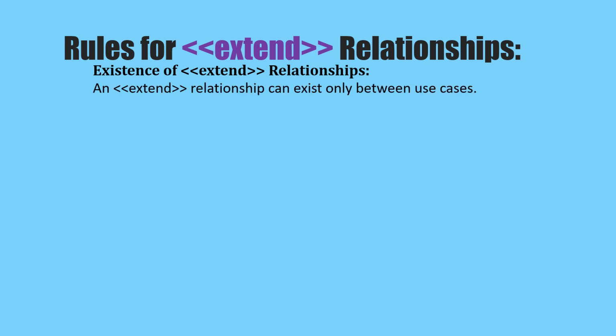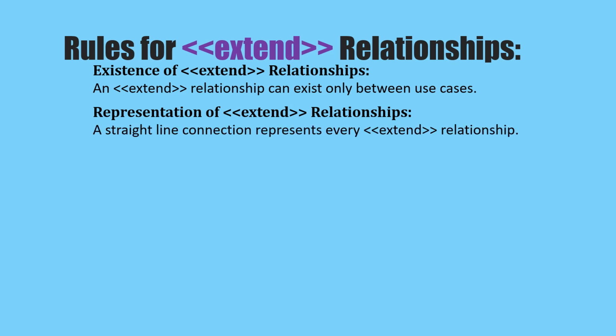Representation of extend relationships: every extend relationship is represented by a straight line connection and must also have the label extend. Direction of extend relationship: if a use case B extends another use case A, then the extend relationship arrow points from B to A. Notice that the arrow is reversed between include and extend. Example: in software for document processing, the insert image use case may extend the edit document use case to provide additional functionality of inserting images.